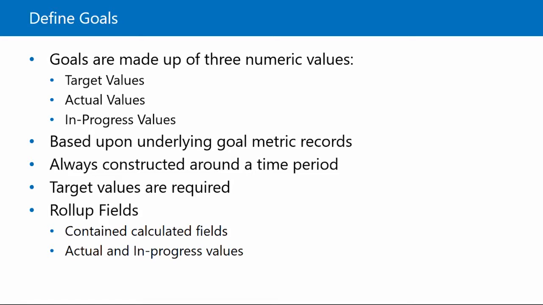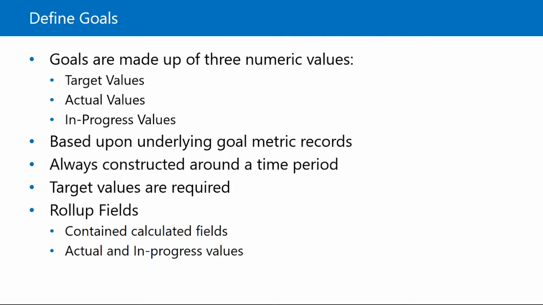Every goal record is based upon an underlying goal metric record with a metric type of either amount or count. The selection of the goal metric determines how the actual and in-progress are calculated. Many goals track both an actual value and an in-progress value against a target. For example, a service representative might have a goal of how many cases they close within a certain month or the time it takes to resolve those cases. Goal records are not required to include both actual and in-progress calculated fields.